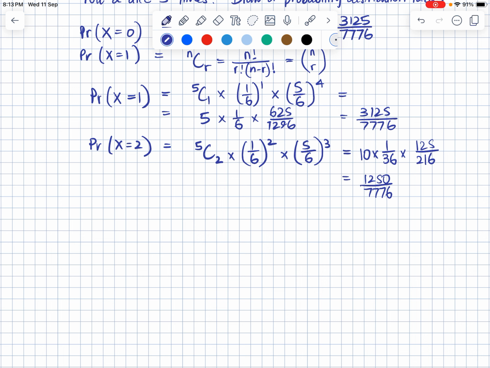So really quickly, P(X = 3), that's getting 3 6s. From the 5, we need to choose 3 of them to be 6s. So I need 1/6 to the power of 3 and 5/6 to the power of 2. When you do that, you get 125.